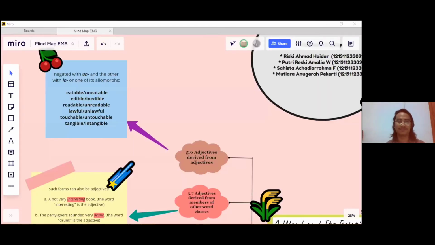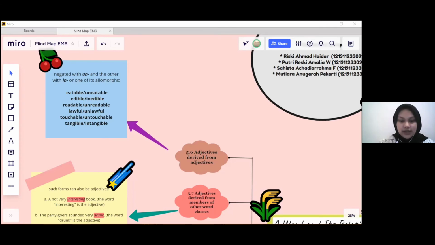Okay, so the next is adjectives derived from adjectives. Basically, in this category, prefixes predominate over suffixes. As the example here on the screen, the negative is formed with un- and the other with in- or one of its allomorphs. Eatable to uneatable, edible to inedible, readable, unreadable, lawful, unlawful, touchable, untouchable, tangible, and intangible.